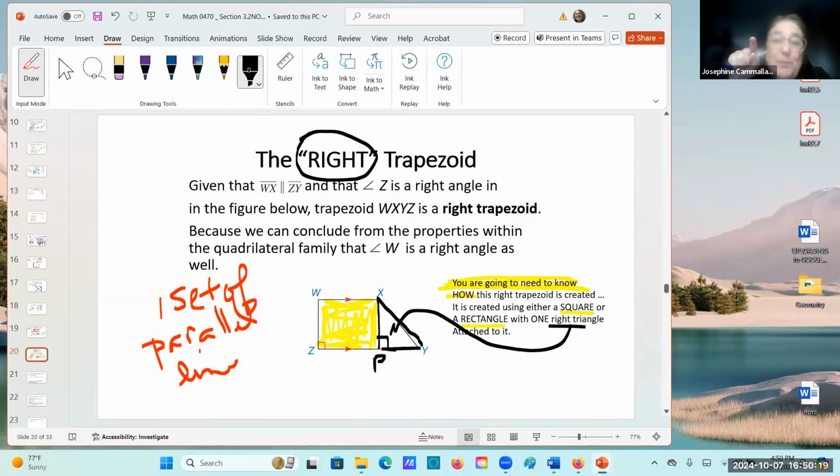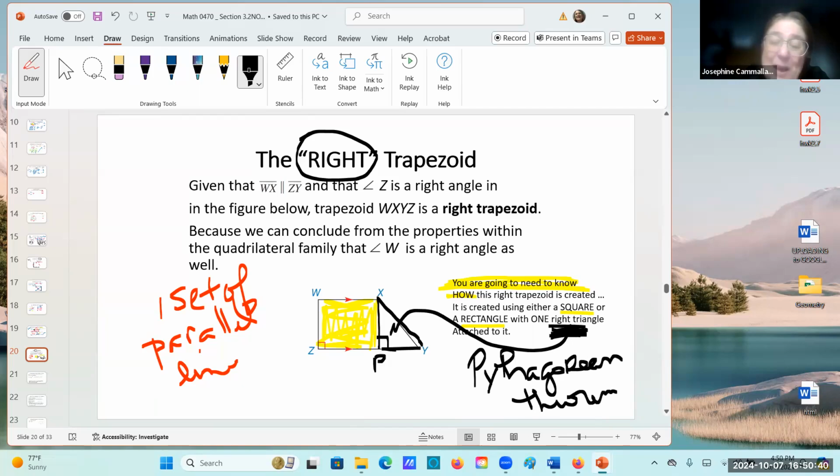That line X to P, you've got to draw. And because we have a right triangle, don't forget the Pythagorean theorem. Anytime you have a right triangle, the Pythagorean theorem comes into play. And you're going to see this as we go forward.